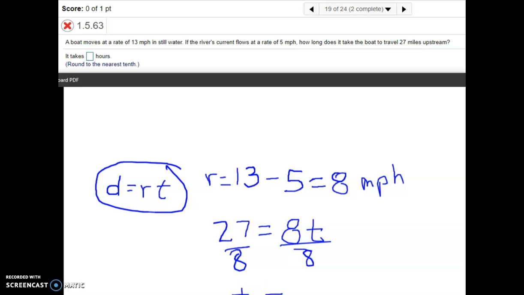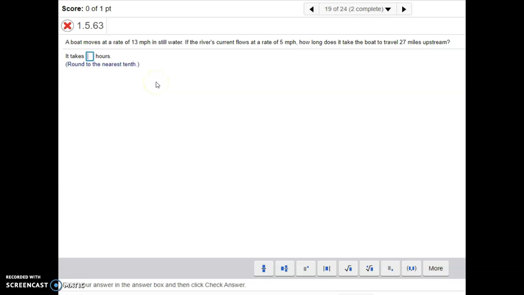And this problem does say to round to the nearest tenth. So I'm going to take 27 and divide by 8, and I got 3.375. I need to round to the nearest tenth, so that's going to be 3.4.